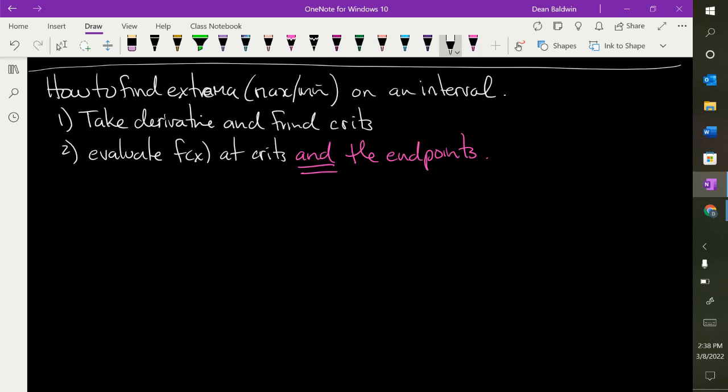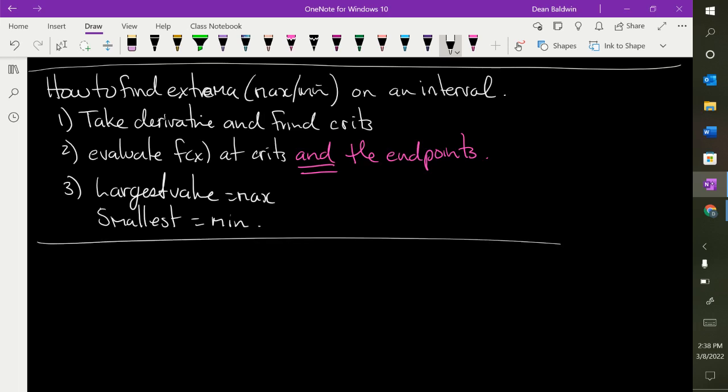And then this isn't really a step, but anyway, we'll talk about it anyway. I write it down. Largest value equals your max, and the smallest equals your min. So here we go. Practice.